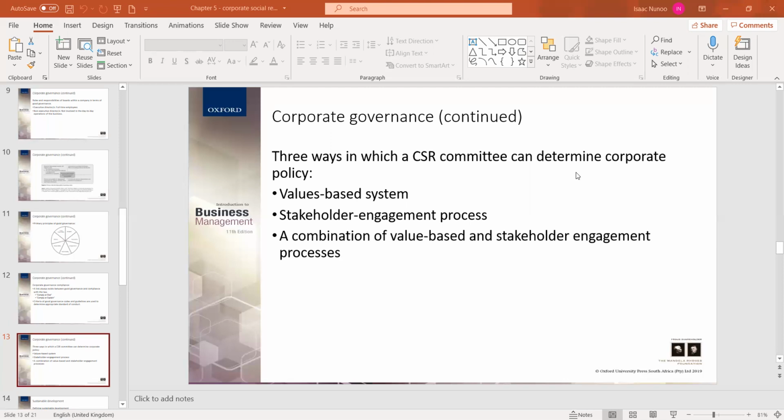The last one, in terms of this link, is that a company can also combine this value-based system and the stakeholder engagement process. You can combine these two.